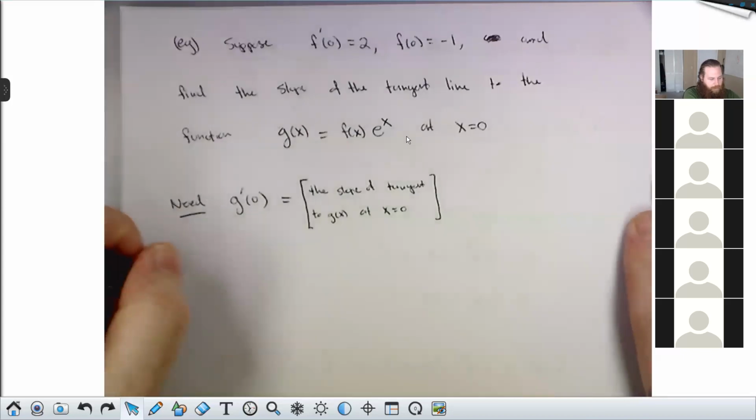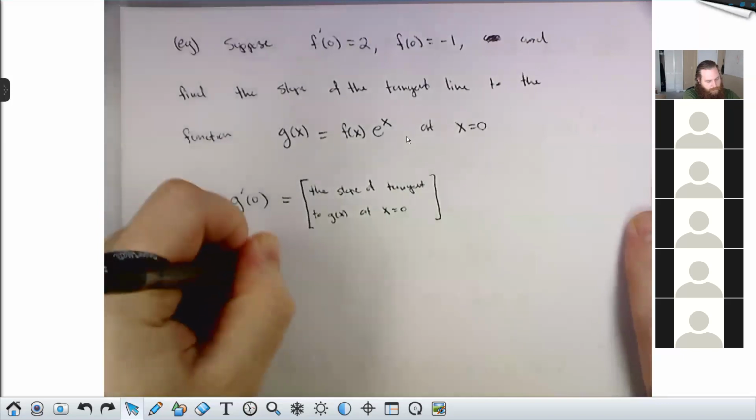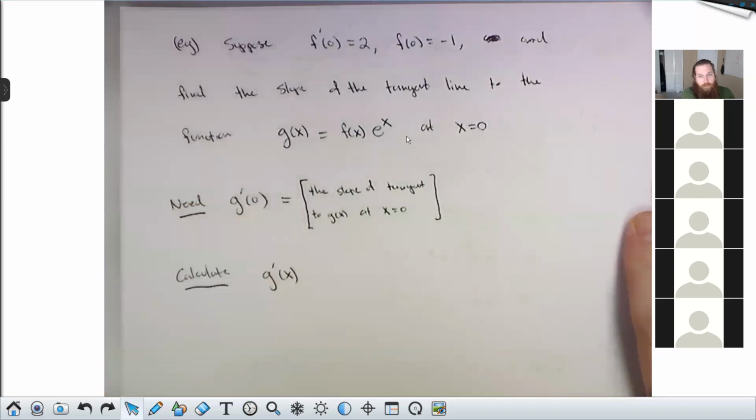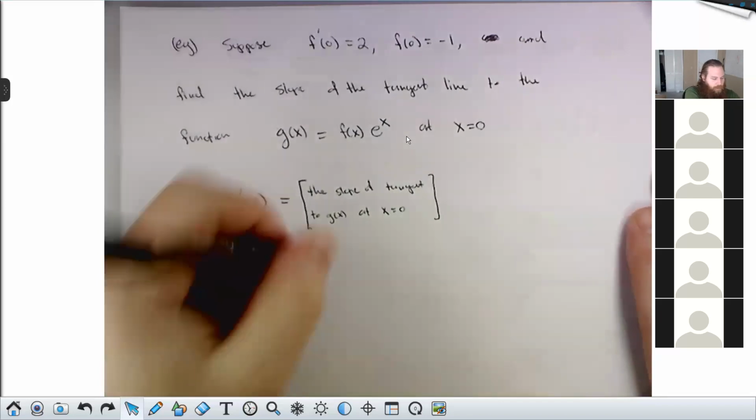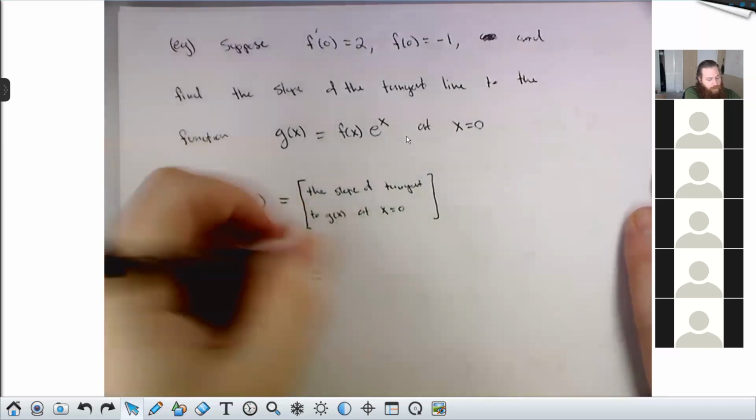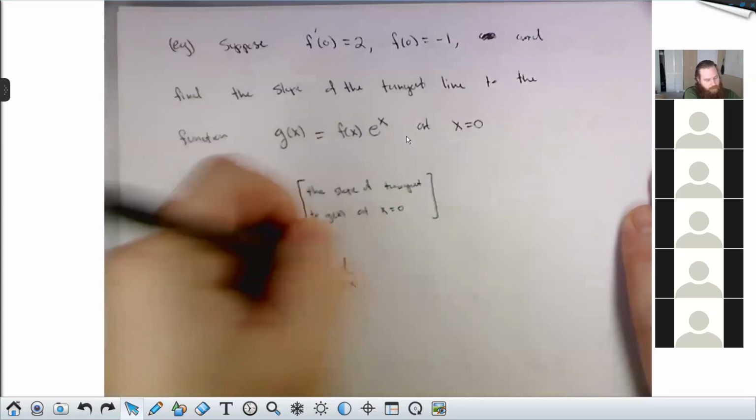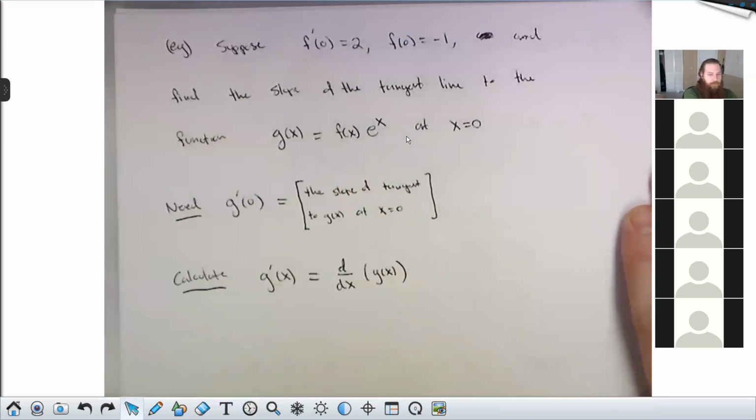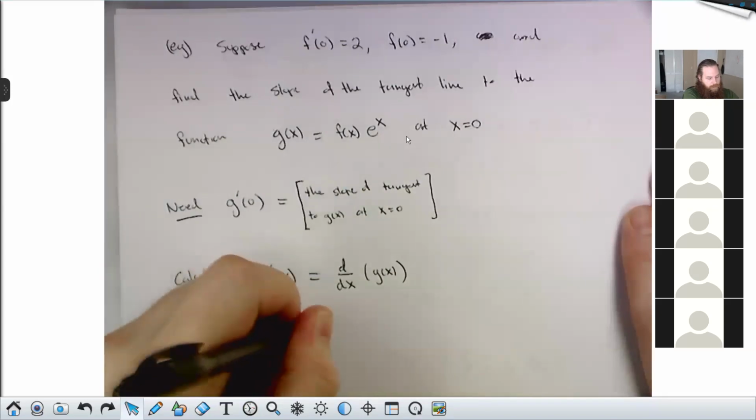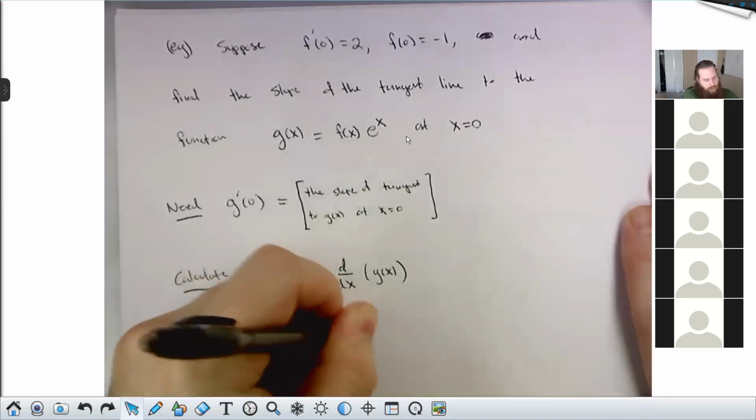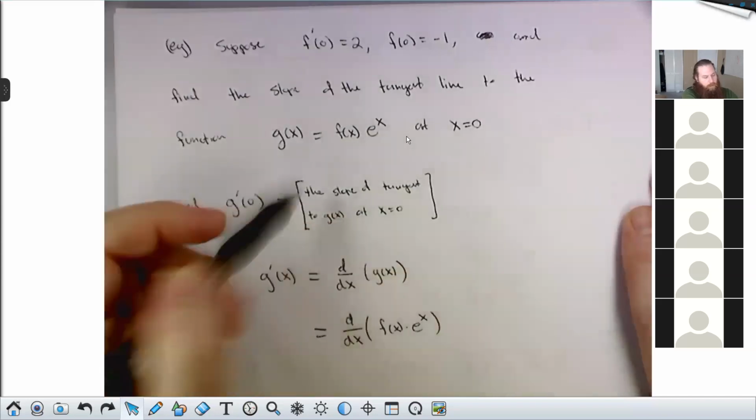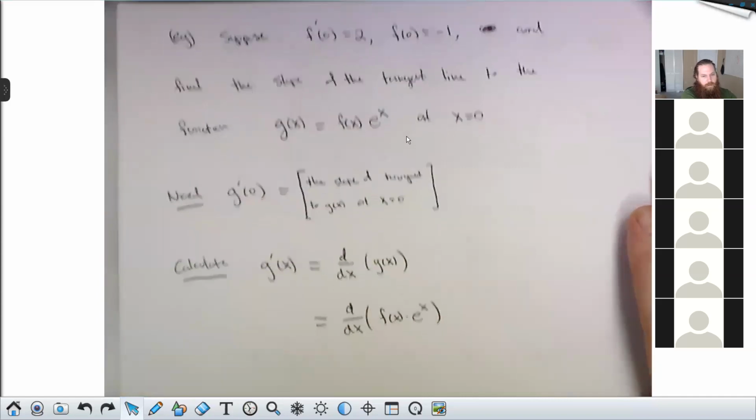Okay. So let's calculate g primed of x to the best of our ability. Well, g primed of x is the derivative of g of x, right? So that's the derivative of f of x times e to the x, because g of x is f of x times e to the x.